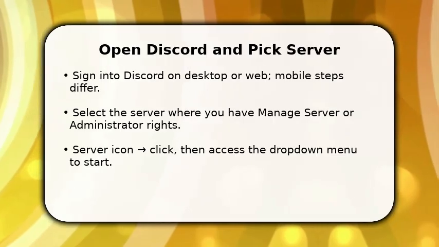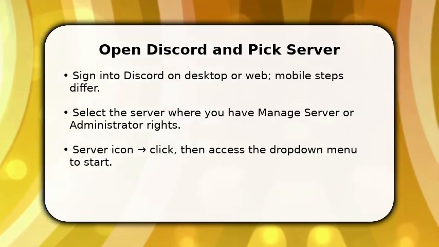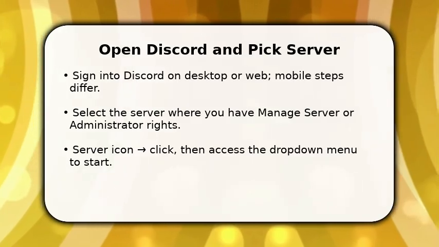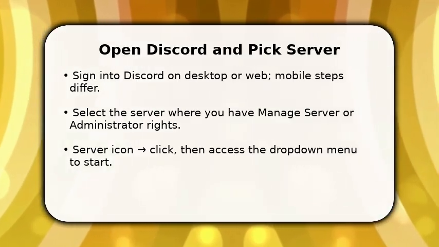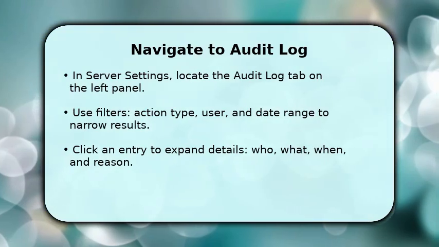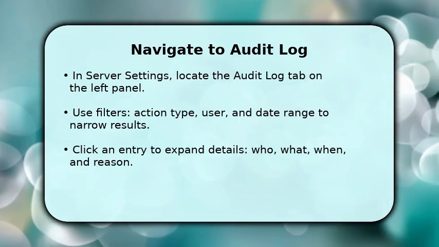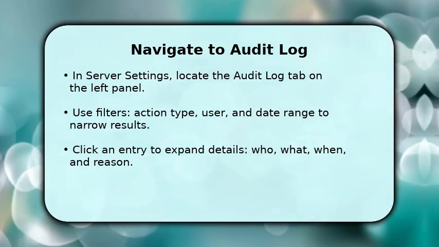After opening the server, click the server name to open the drop-down menu and choose Server Settings. Once done, you're positioned at the right place to access moderation and audit tools. Inside Server Settings, select Audit Log from the left column so you can view recorded actions. This is where Discord tracks moderation events.